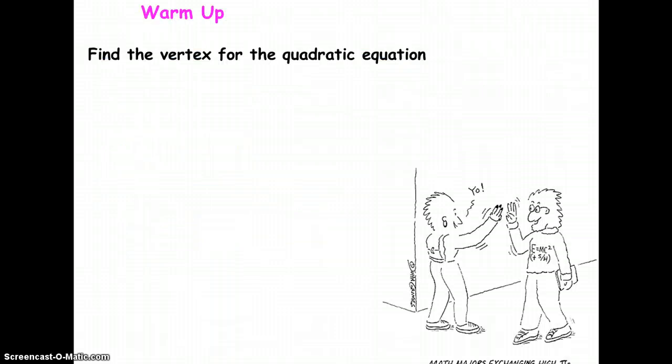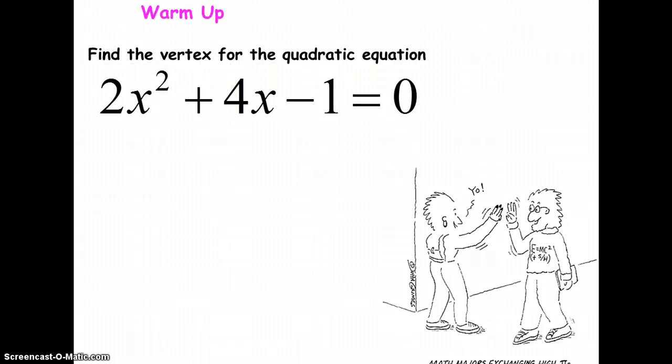So for your warm-up, you will need to find the vertex for the quadratic equation 2x squared plus 4x minus 1 equals 0. Press pause so you can take some time completing this on your notes.